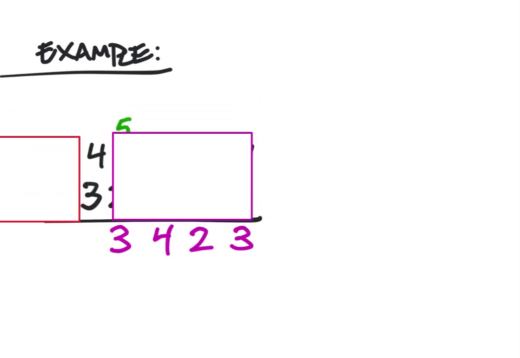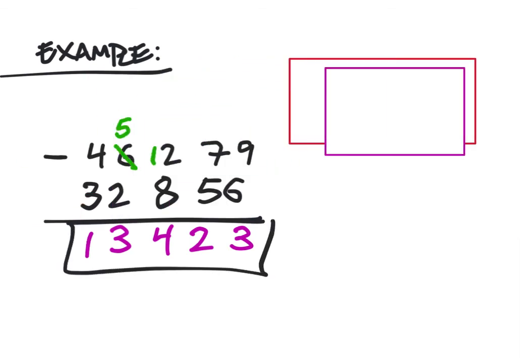Same with this one, I guess. 4 fingers up, 3 fingers down. Boom, I got 1 finger up. So this result, 13,402. That's what we get when we take 46,279 minus 32,856.